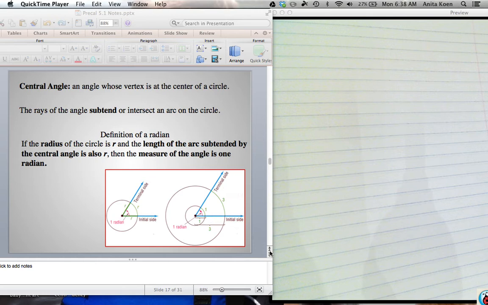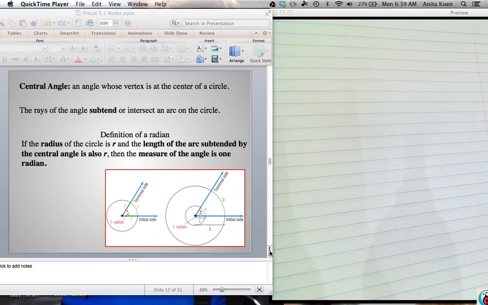The first one is central angle, and I need you to be sure you remember that a central angle is an angle whose vertex is at the center of a circle, and that the rays of the central angle subtend or intersect an arc on the circle. The word subtend is just a mathematical word that means intersect. So a central angle is an angle whose vertex is at the center of a circle and whose rays subtend or intersect an arc on the circle.